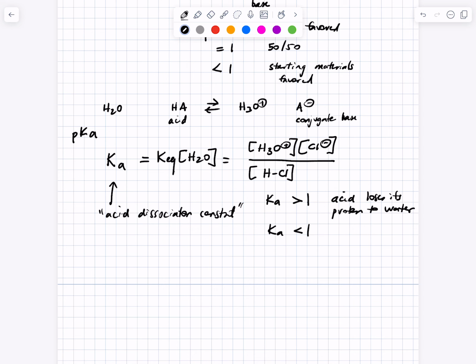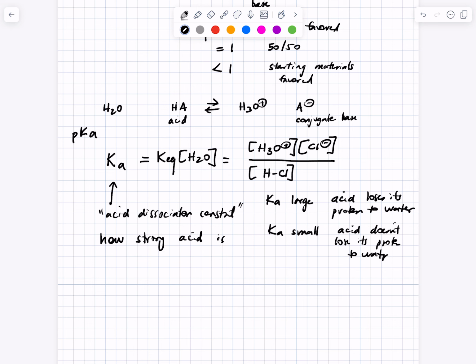Okay, and if Ka is less than 1, I'm wondering if that's exactly true. Well, instead of saying less than 1, if Ka is small, that means the acid doesn't lose its proton to water. So Ka is a measure of how strong the acid is.